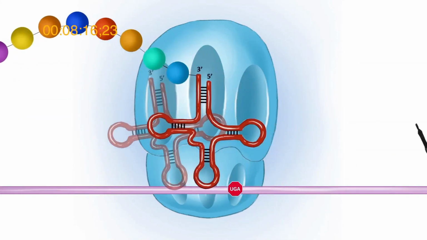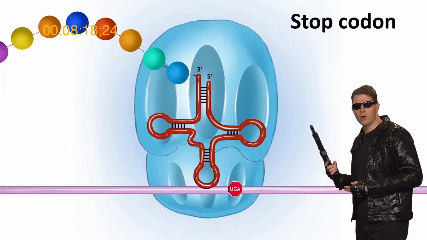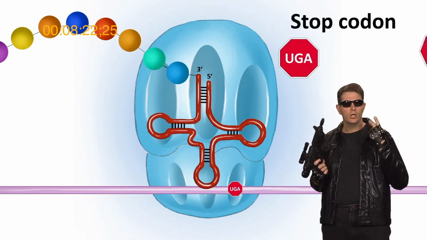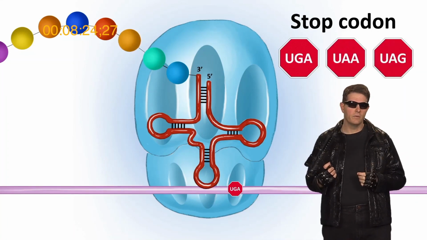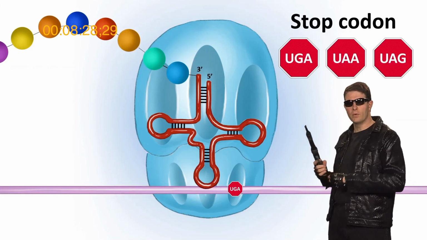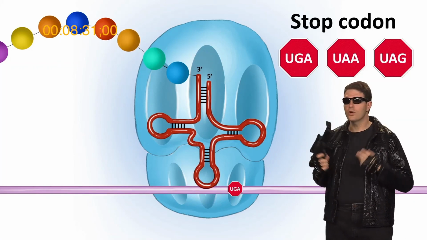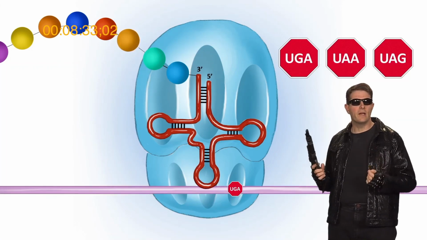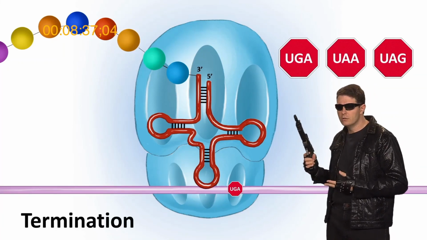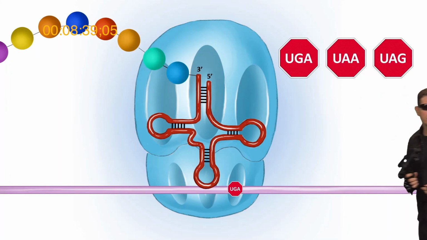But what happens when the codon at the A site is a stop codon? Remember, the 3 RNA stop codons are UGA, UAA, and UAG. And if any one of those 3 codons turns up, that's a signal to the ribosome that we've reached the end of the line and it's time to terminate. So this is the final step in protein translation, which is called termination. There isn't really much to know about termination.